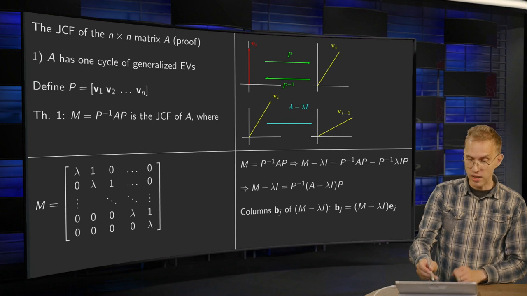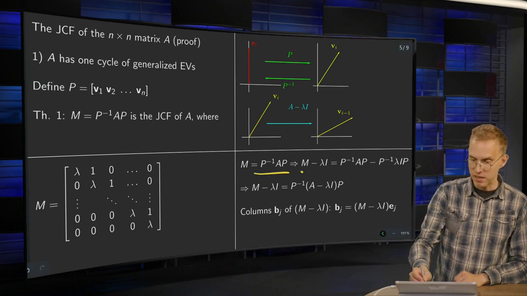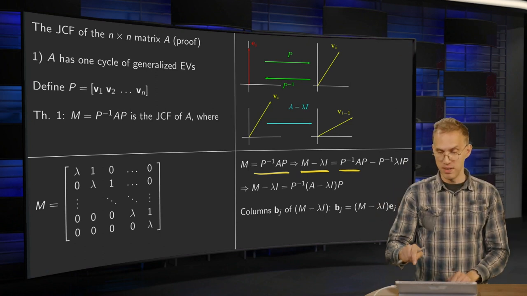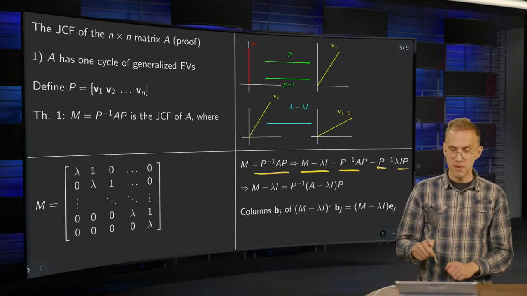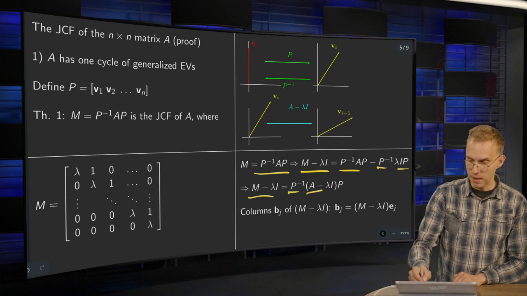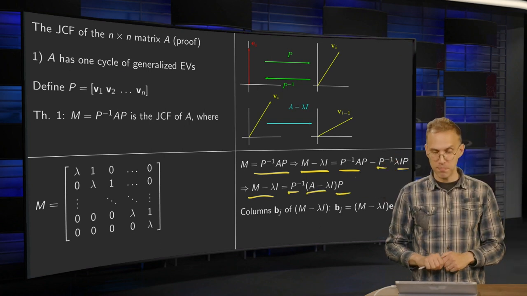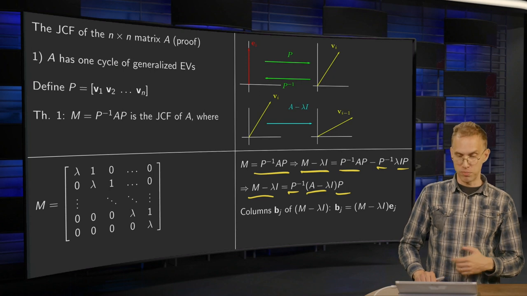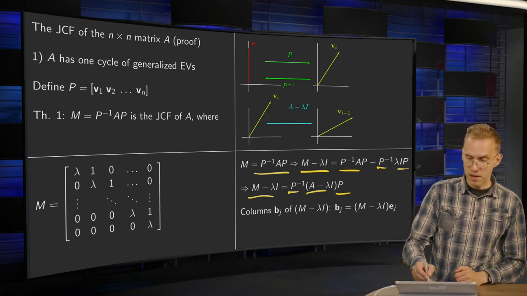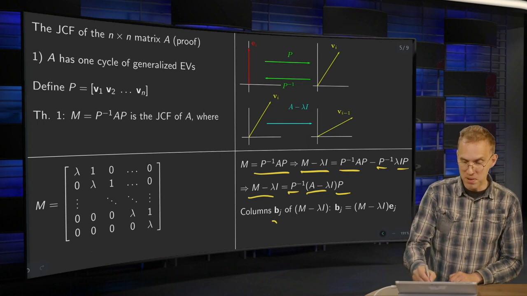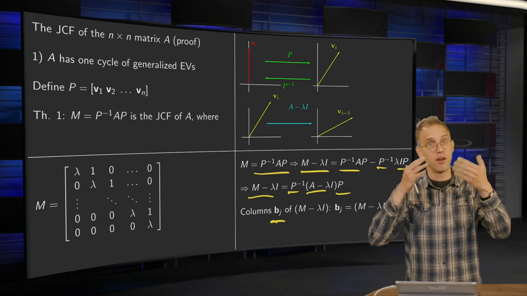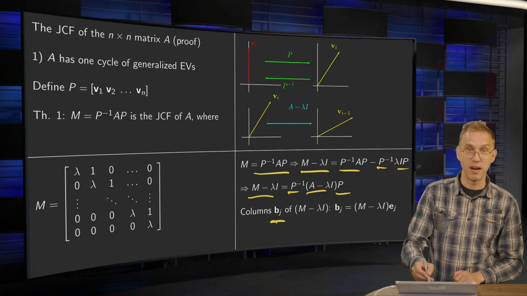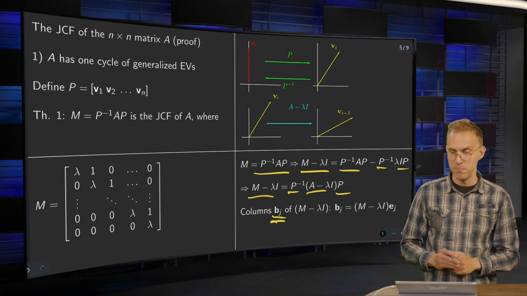How exactly? Well, choose M equals P inverse AP. Then M minus lambda I equals P inverse AP minus lambda I, and I can put a P inverse and a P around the lambda I because they cancel out. So M minus lambda I equals P inverse times A minus lambda I times P. Now I want to know the columns of the matrix M. Let's call the columns of M minus lambda I, Bj. Let's determine these first, because if I know the columns of M minus lambda I, then I also know the columns of M.